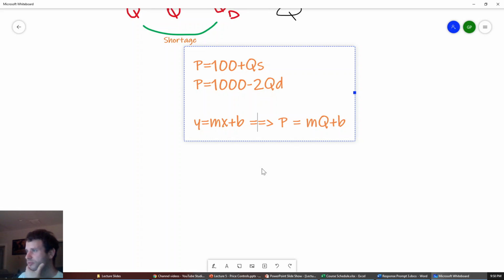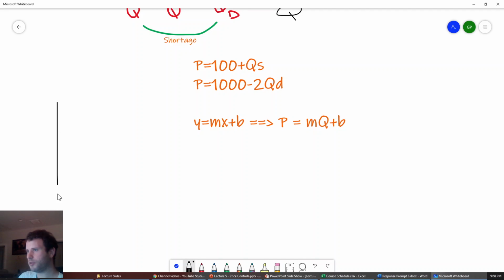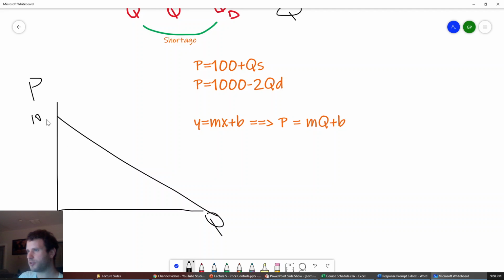Okay. So if we were to graph them, what goes on the y-axis? It's price. X-axis is quantity. Demand is downward sloping. Where does it start? It starts at 1,000, the y-intercept. Okay, where does supply start? It starts at 100, the y-intercept for the supply graph. Okay, this is supply. This is demand.